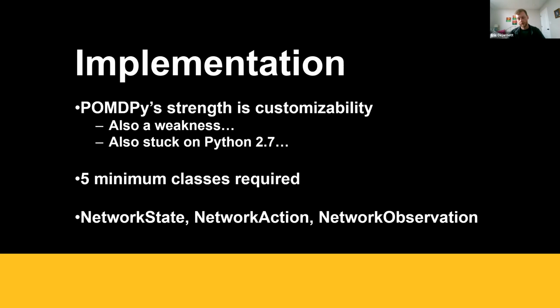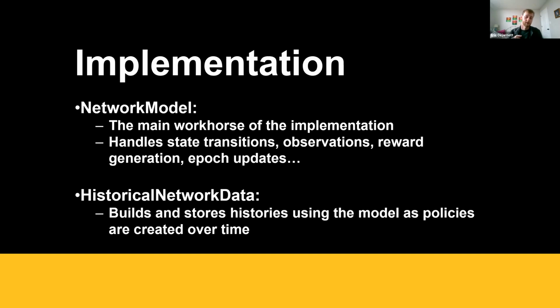Network state, network action, and network observation. I chose those names because the problem was the network problem. They represent the basic state, action, and observation concepts that we talked about a little earlier with the mathematical background of POMDPs. There's also network model and historical network data. The network model class is really the main workhorse of the implementation. It does state transitions, observation generation, reward generation. It does epoch updates if you're doing reinforcement learning. It does everything basically.